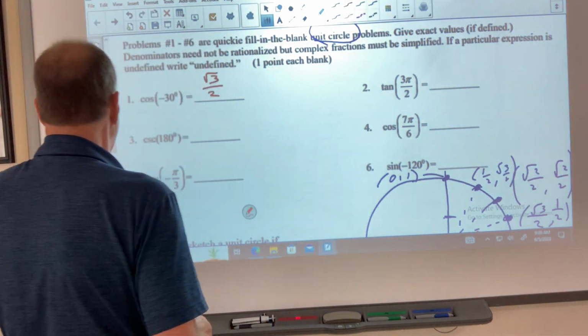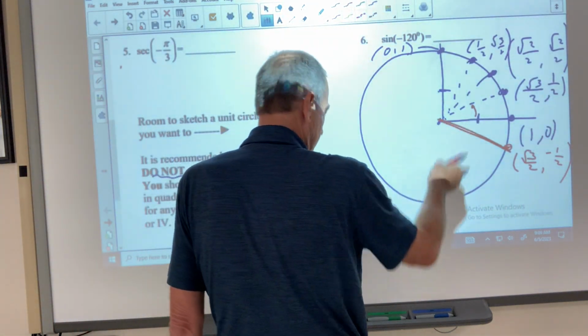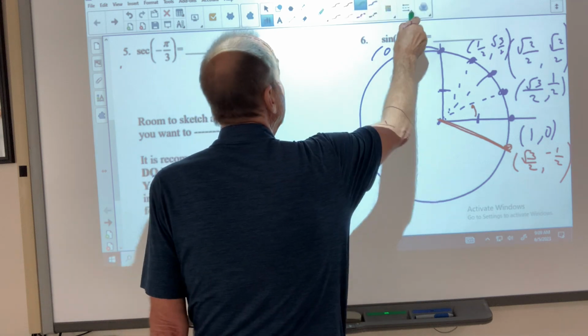So where are we on the circle? That should be a fairly easy one. This was, let's grab another color here.